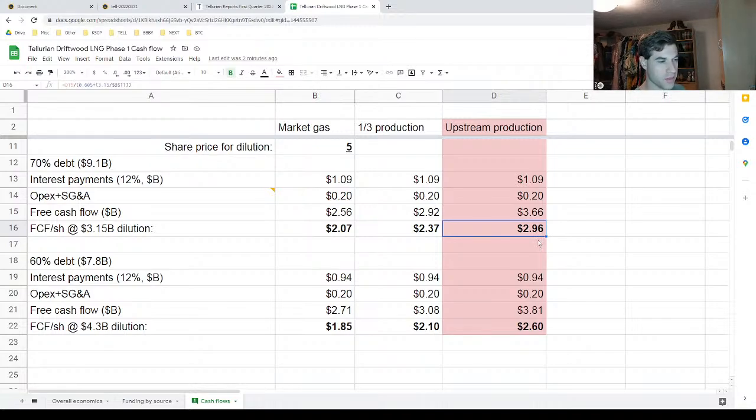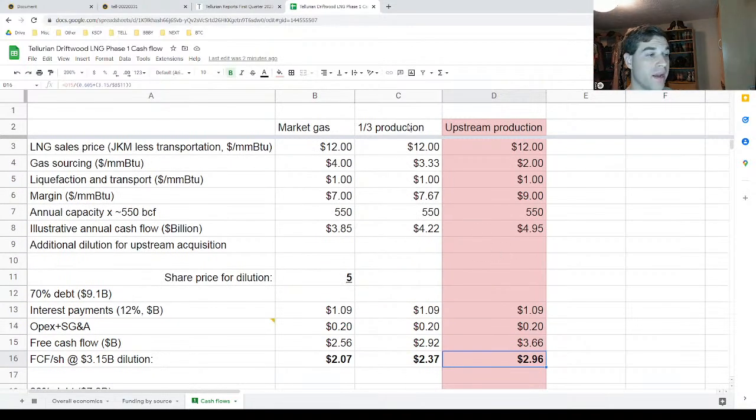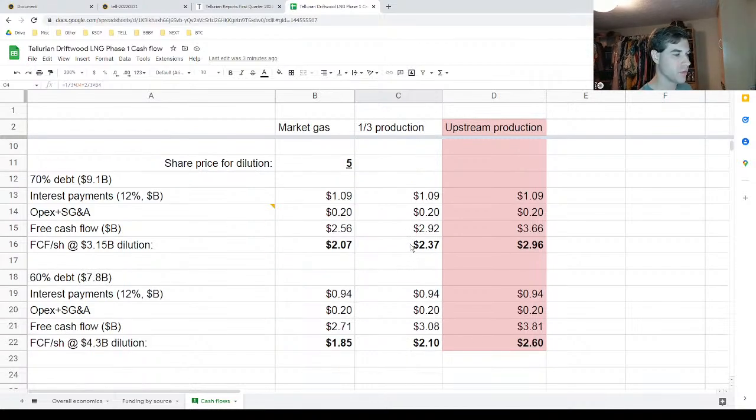Again, these are just a sample model. What I added in here is this column C, which is a situation where they actually produce 1/3 of their gas, because that seems like the current trajectory with the wells that they're drilling. So if they did that, it brings their gas sourcing costs down a little bit, and it increases your free cash flow per share versus just buying it off the market by maybe 15% or so. You can see the numbers here, about 237 per share or 210 per share, somewhere in that range.